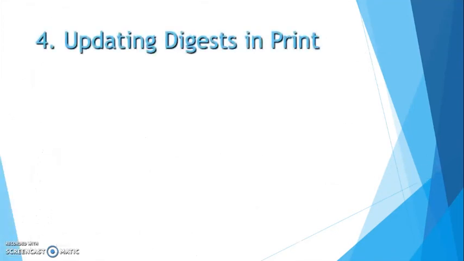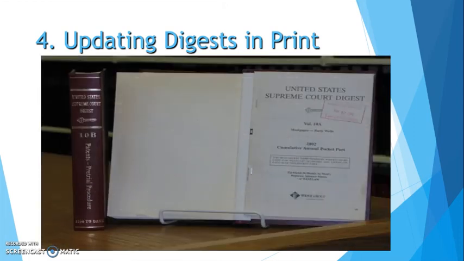As with any research you do, the final step when using digest is to update your research. Each subject volume should have either a pocket part or a separate supplement on the shelf next to it. So simply look up your key number in the pocket part or the supplement to see if there are more current cases.